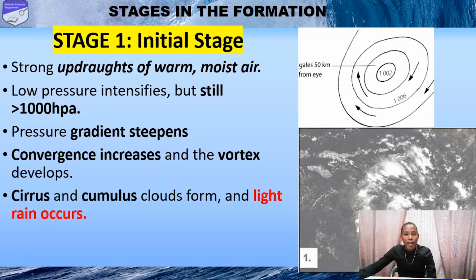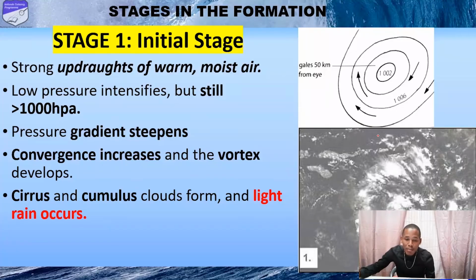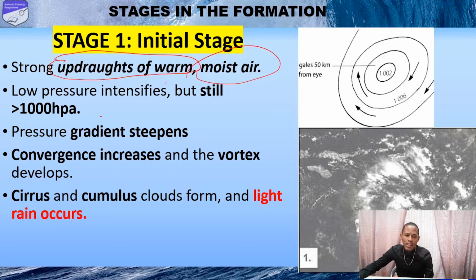First of all, remember, when we talked about the conditions necessary for a cyclone, we talked about high temperatures. Where there are high temperatures, we're going to have an updraft of warm air. This warm air, because it's from the ocean, contains moisture. Secondly, because we've got evaporation, we are losing air from the Earth's surface. Because we are losing air, the pressure is going to drop. That's why we're saying the low pressure intensifies, but still it's above 1000 hPa.